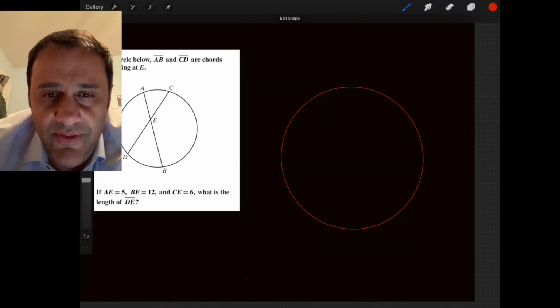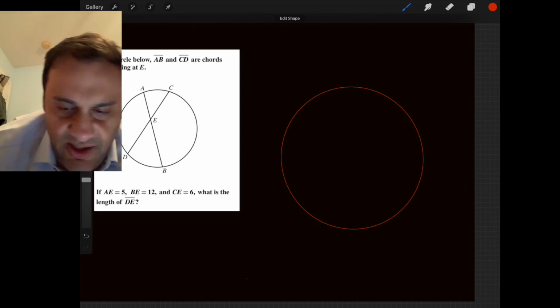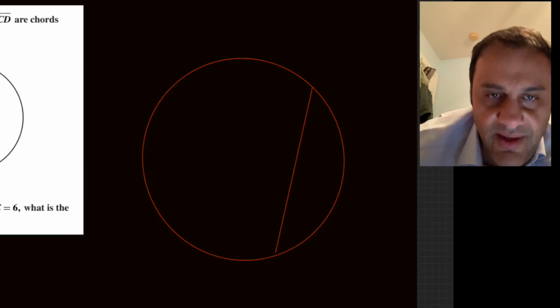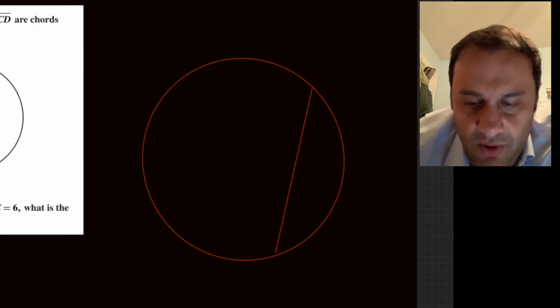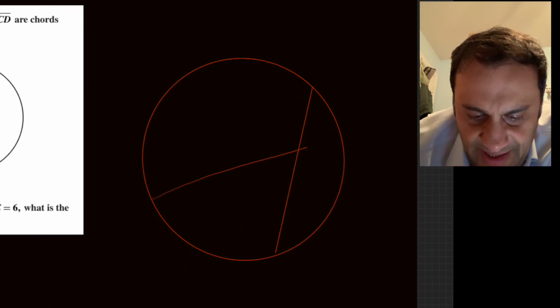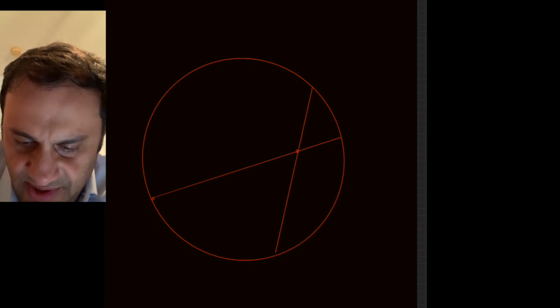All right, this is what's called the intersecting chord theorem. And the bottom line is it goes like this. Let's say you have, that is what's called a chord. So that is a chord. A chord is a straight line that goes from one point in a circle to another point in a circle. And then let's say you have another chord there. What the intersecting chord theorem says is this, okay?